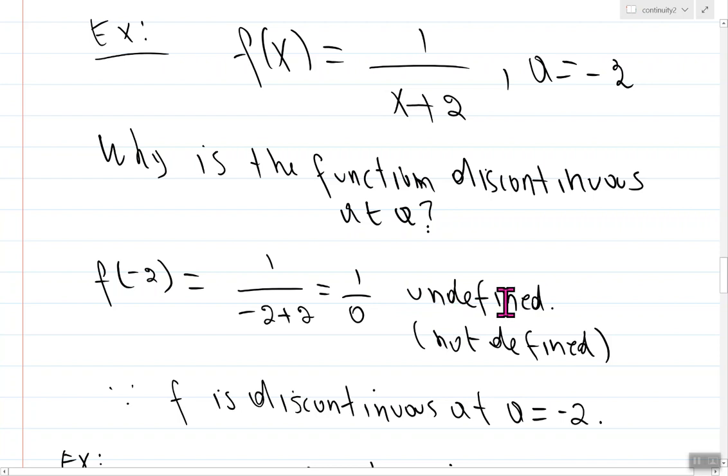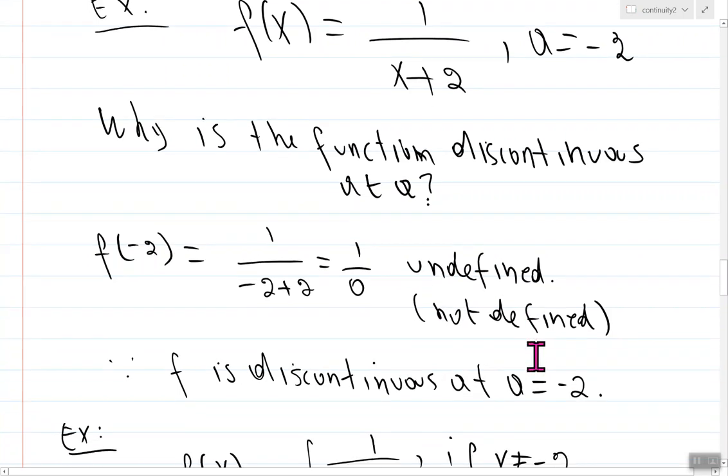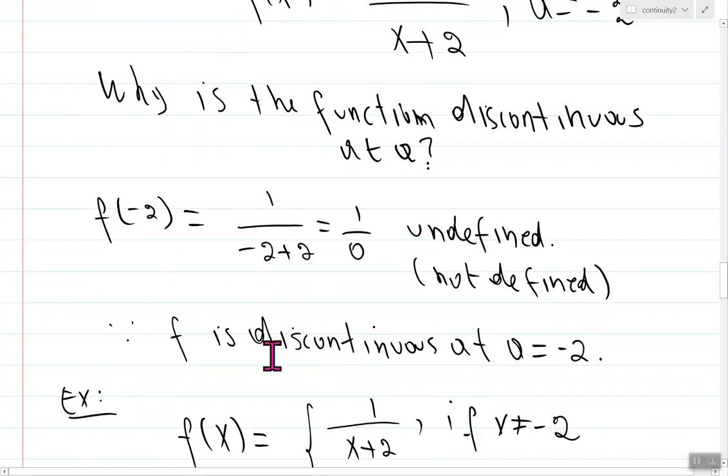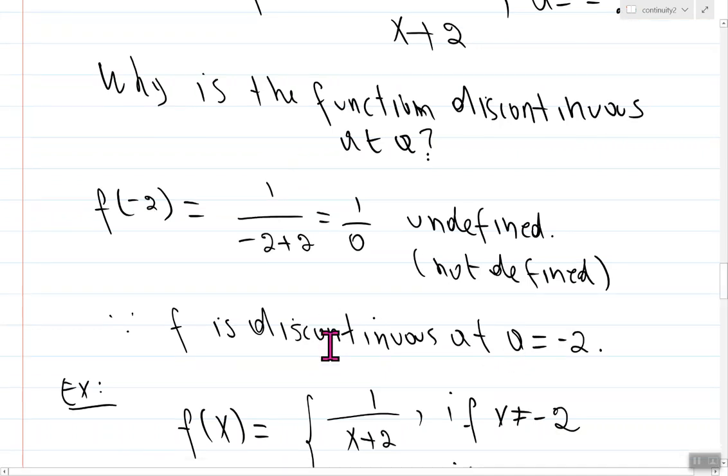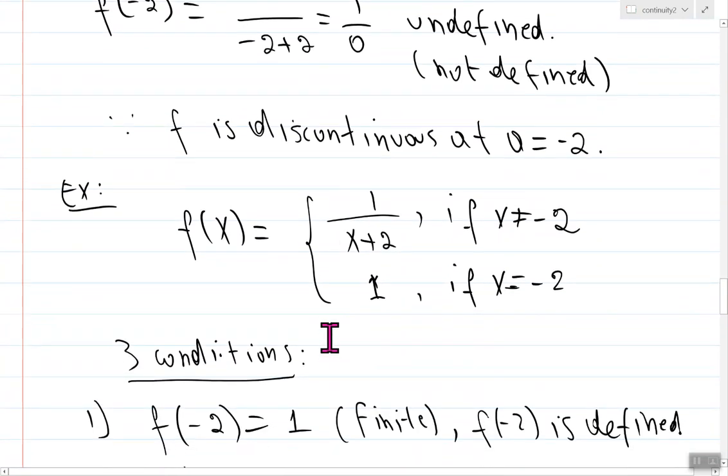So undefined means not defined. So clearly, because the first condition, f of negative 2, is not defined, we say the function is discontinuous at a equals negative 2, because the first condition is not satisfied. So then we go to a different example.